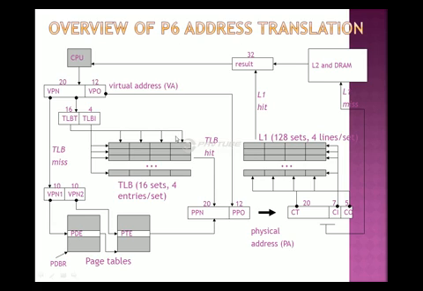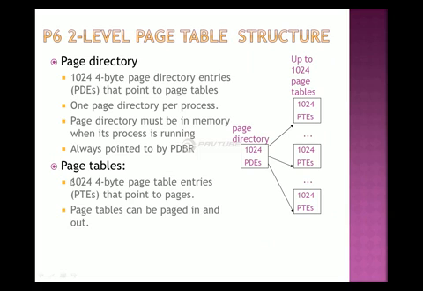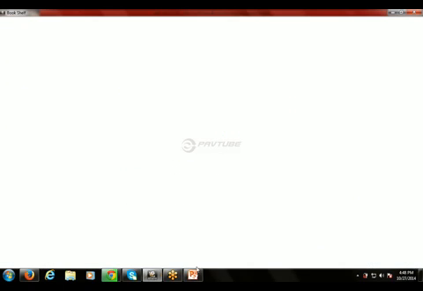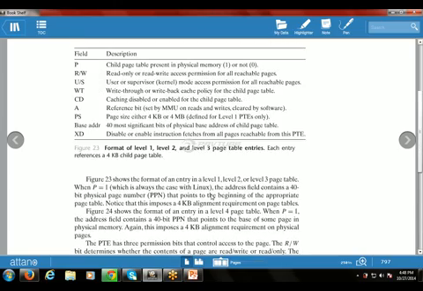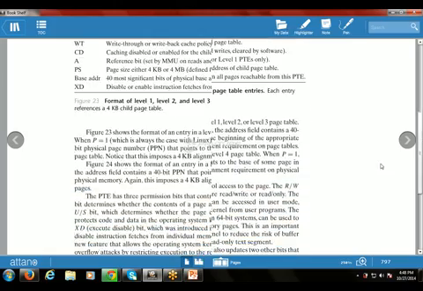This is the overview of the P6 address translation that I told you with the help of the i7 processor. On the left hand side there is a TLB, the translation lookaside buffer, that is used for address translation. On the right hand side there is an L1 cache that is used for address translation. Then this is a two level page table structure, that is, how more than one table is used for the i7 or P6 address translation of the Linux memory system. Now let's see with the help of the book. The same concept is used for the address translation, the same abbreviations and descriptions are used.